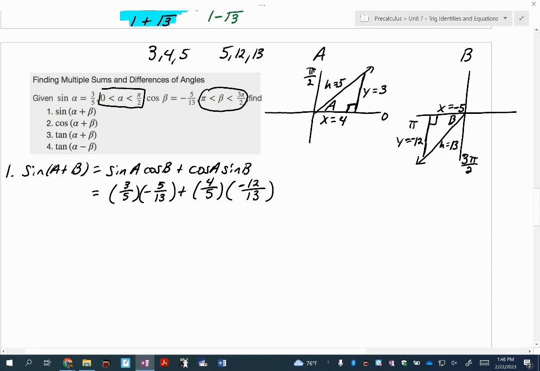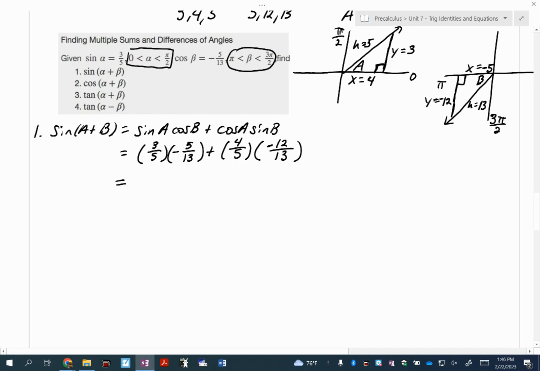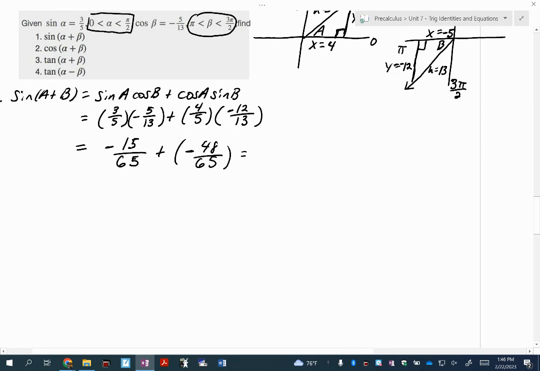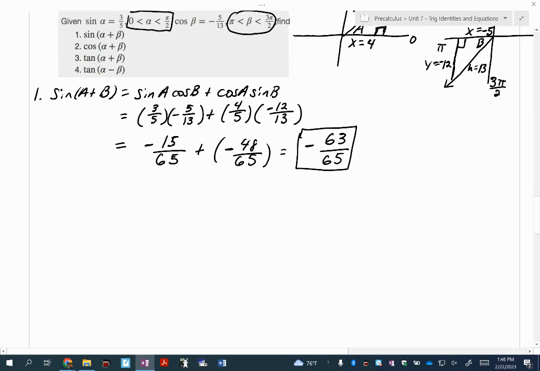All right, so if I do my algebra and get my answer here, this is going to be -15/65 plus -48/65, which equals -63/65. All right, so that's it for the first one. Let's try number 2.